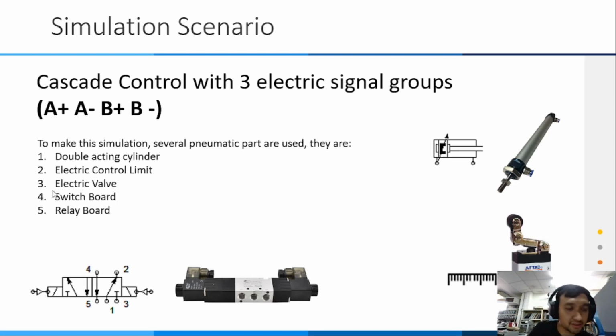And the third is the electric valve. This is a valve that is activated with electricity. We can control it with electric power, so the valve can be turned on and off with electricity. And the fourth is the switchboard. We need the switchboard and also the relay board.